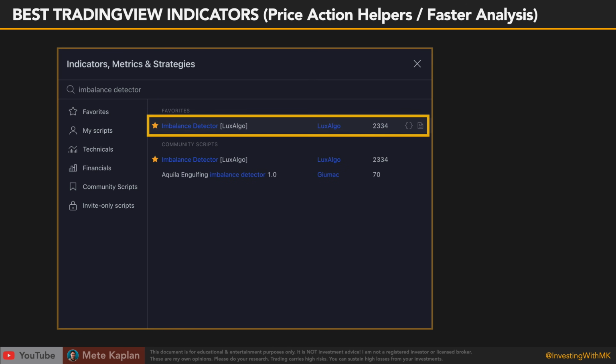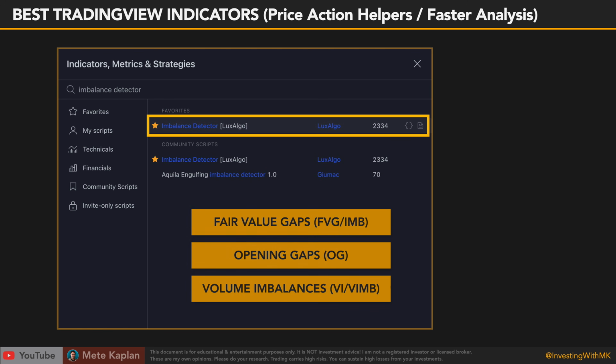Do not worry, it is fully free, nothing to pay. It has all we need and is very easy to use. It is like a 3-in-1 indicator: fair value gaps, also known as imbalances, opening gaps, and the volume imbalances. As you know, TradingView only allows free users to use 3 indicators. I think this indicator will help you a lot and save slots for other indicators.